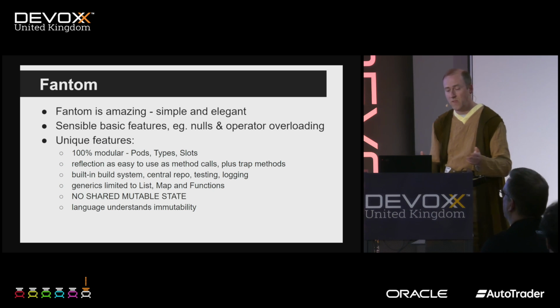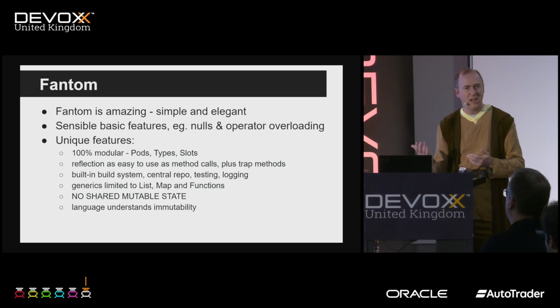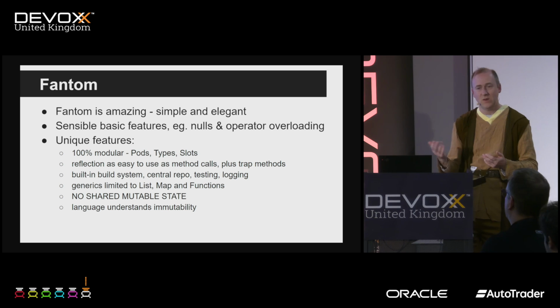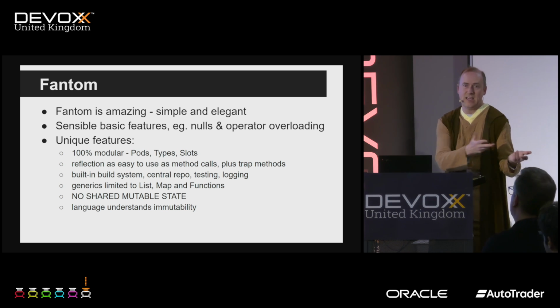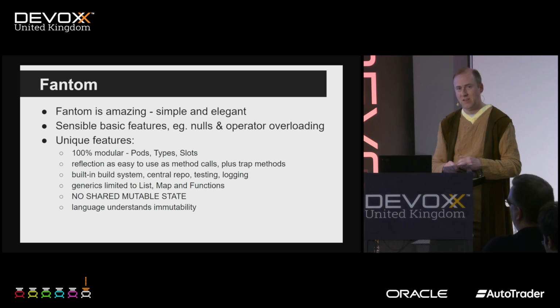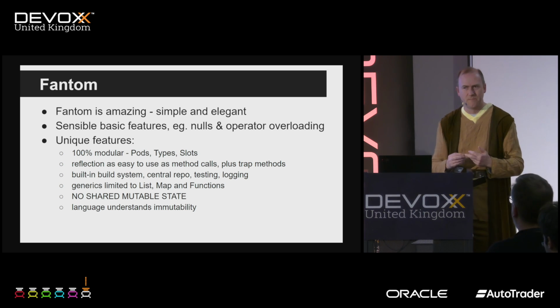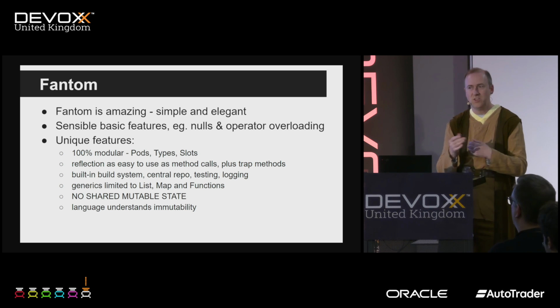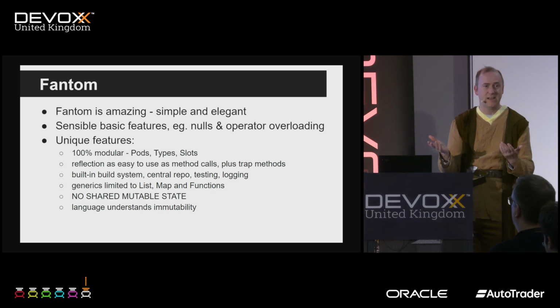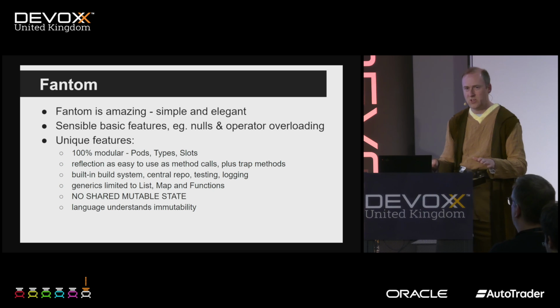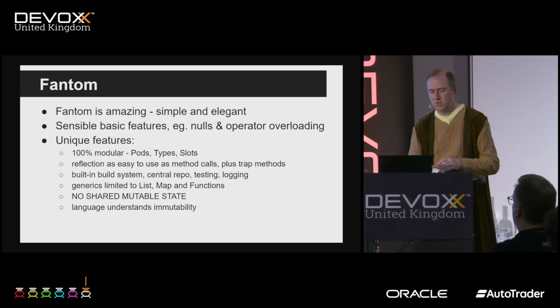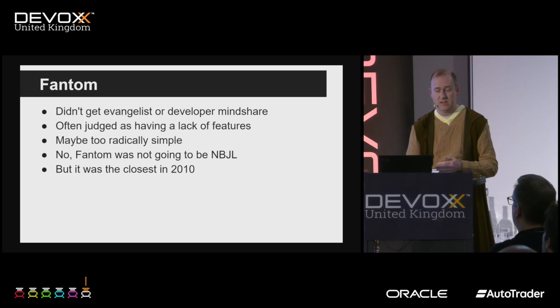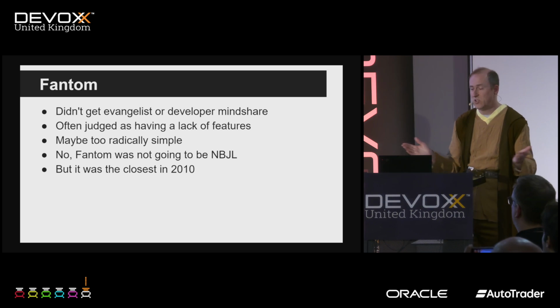It had all of that built in, but had no generics, fundamentally. There was a list, and there was a map, and there were functions. Those were the only things you could actually do any kind of generics on, and that was all built in. No shared mutable state. The language knew about immutability. If you wanted to talk to another thread, you had to send an immutable message across to the other thread, i.e. actors. But built into the language, just completely impossible to have those problems. It was eliminated.